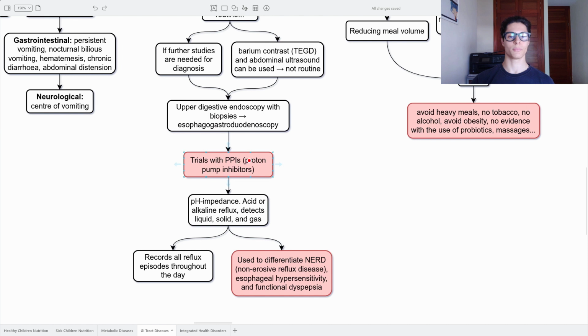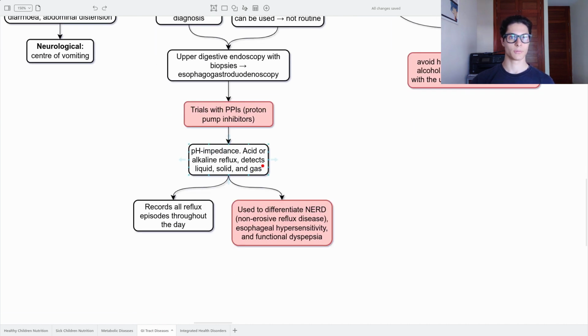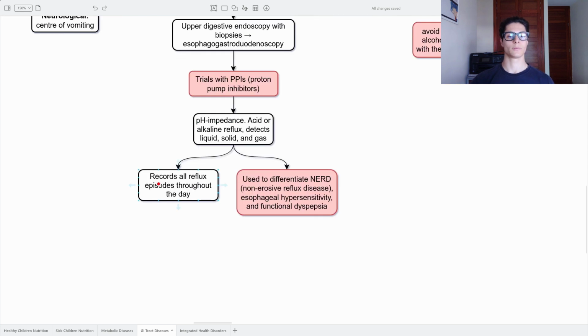Trials with proton pump inhibitors are a treatment we can consider. We have to do a pH impedance to see if it is acid or alkaline, the reflux. And it detects liquid, solid, and gas as well. We have to record all the reflux episodes throughout the day, and it is used to differentiate the non-erosive reflux disease from the esophageal hypersensitivity and the functional dyspepsia.